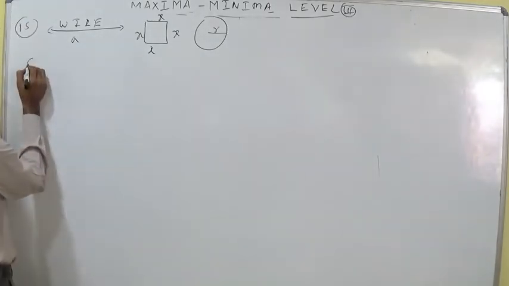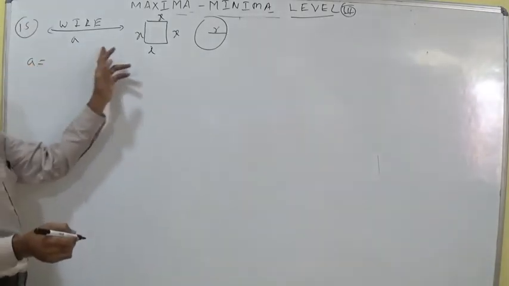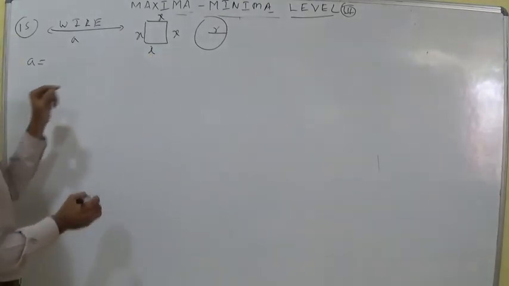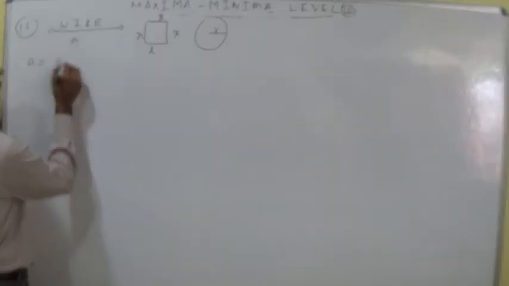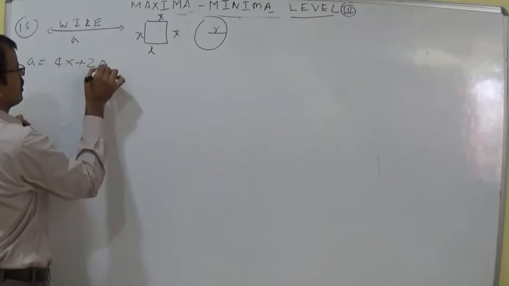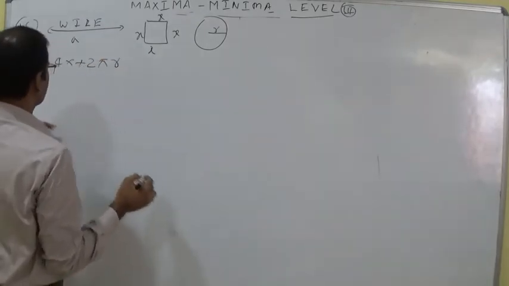So A is equal to the whole length, cut into two parts, the square and the circle. A is equal to 4x, because it is the perimeter of the square, plus 2 pi r, the circumference of the circle. You should not use the word perimeter for a circle, it is the circumference of the circle.